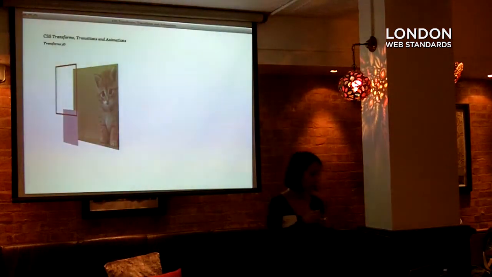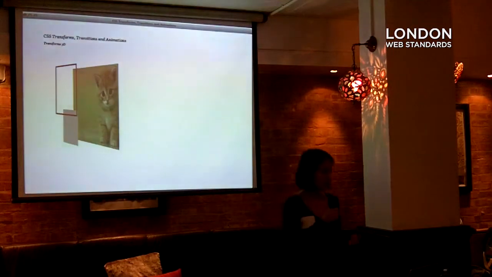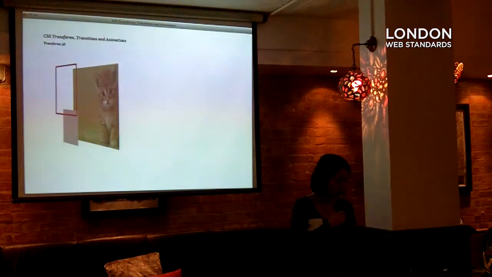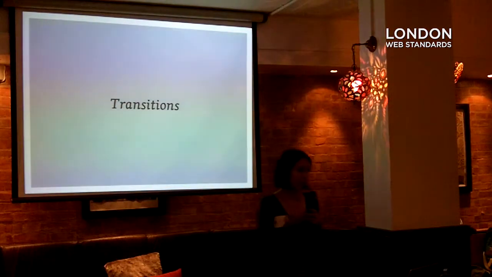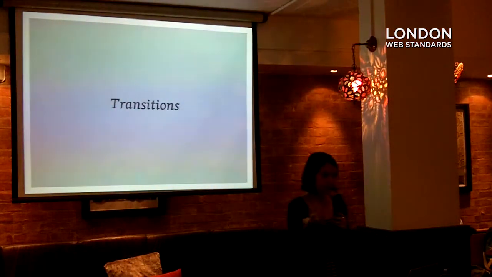But for transforms to look nice and smooth, we need something else. They don't just look nice and smooth by themselves. And what we need is transitions. Because if we have no transitions between the states, the changes will be quite harsh and it's not going to be very pleasing. So the transitions will make it smooth.